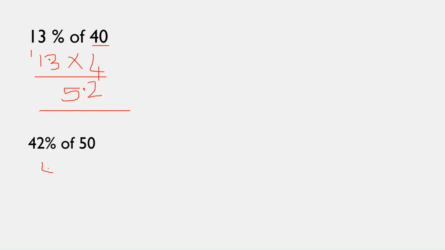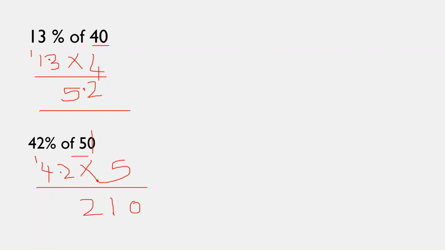Now again, 42 I'll write as it is into this 5. I'm going to write as it is, and the 0, cancel the 0 and just put one point here. Okay. Now multiply. 5 twos are 10. 5 fours are 20. 20 plus 1 is 21.